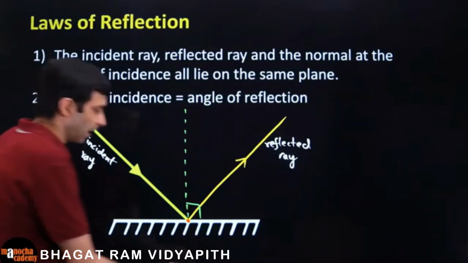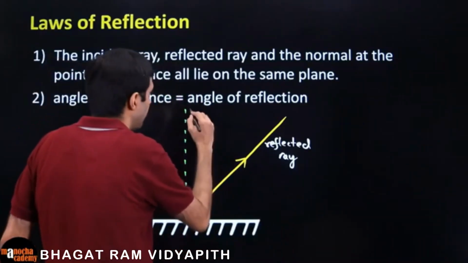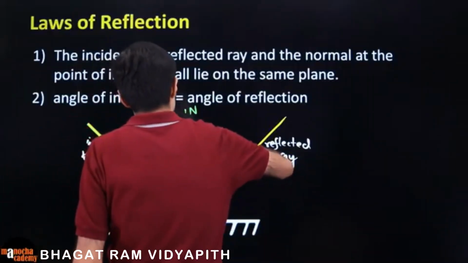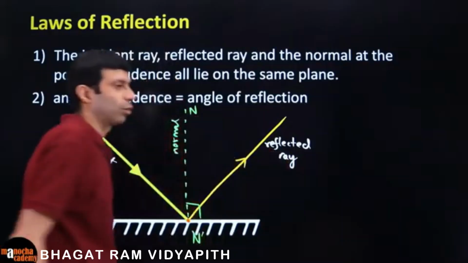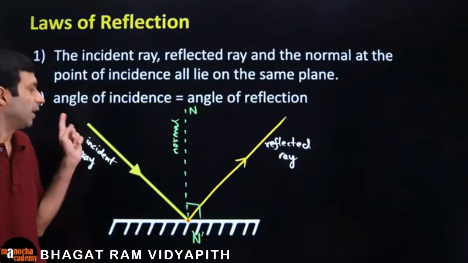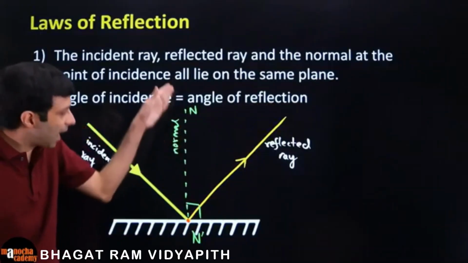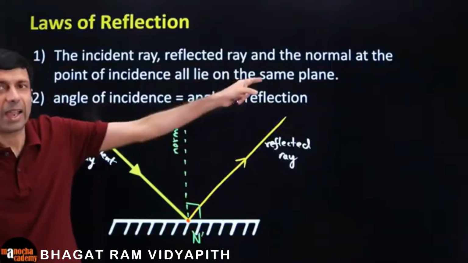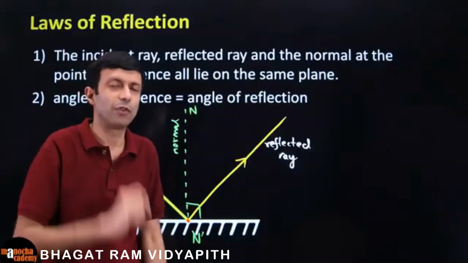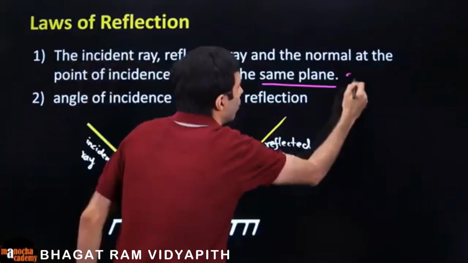So all of you can see, and we can label this normal as N dash, and let's call this the normal. I have shown it with the dotted line because it is an imaginary line. Now what is our first law saying? The incident ray, the reflected ray and the normal all lie on the same plane. This is the thing that confuses most students.